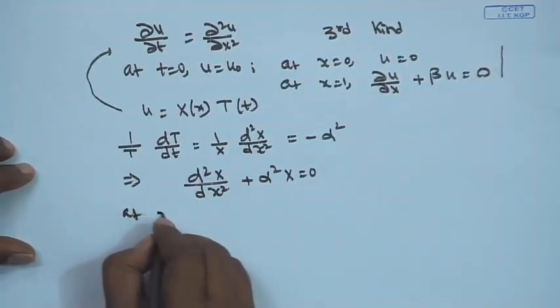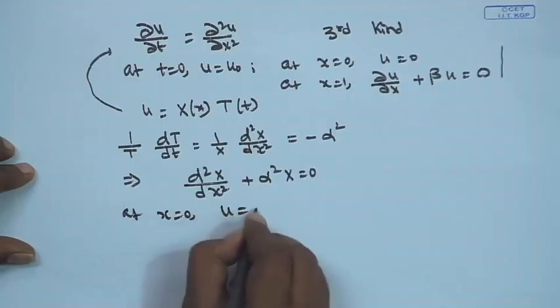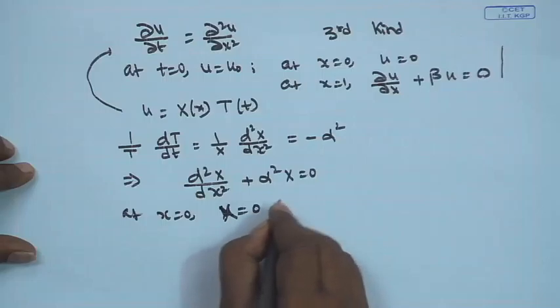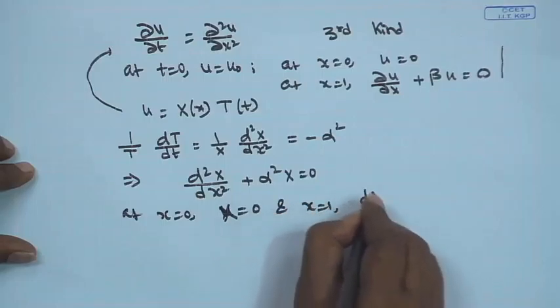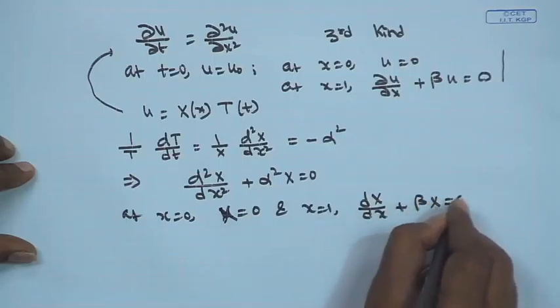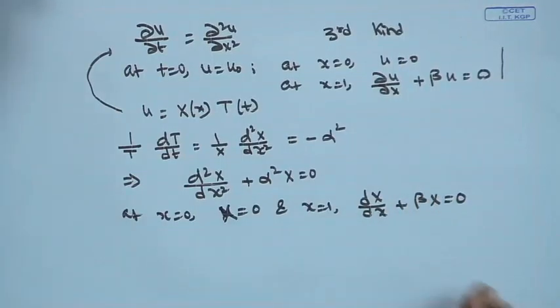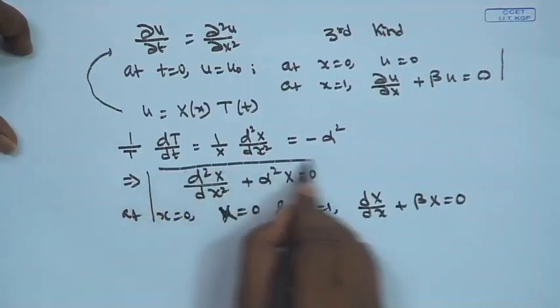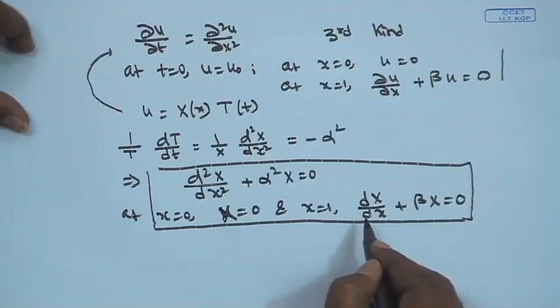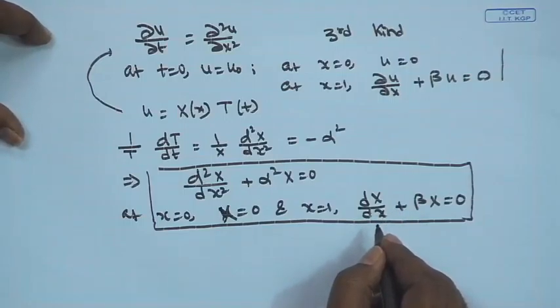So, at x equal to 0, we have u equal to 0, so capital X equal to 0, and at x equal to 1, we have dX/dx plus beta X equal to 0. Again, this is the standard eigenvalue problem, and in the simplified version we have already seen the solution earlier. The eigenvalues of this problem come from the roots of the transcendental equation alpha plus beta tan alpha equal to 0.